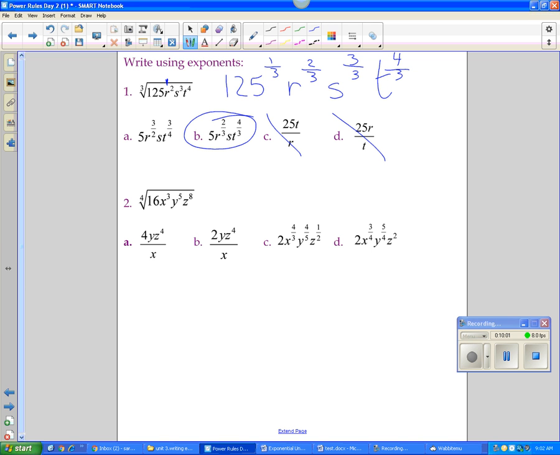Guys, look up here real quick. I want to show you one more thing. What's 3 divided by 3? 1. So they just have s to the first. That's what happened with the s. They did 3 divided by 3. Okay? All right, number 2.